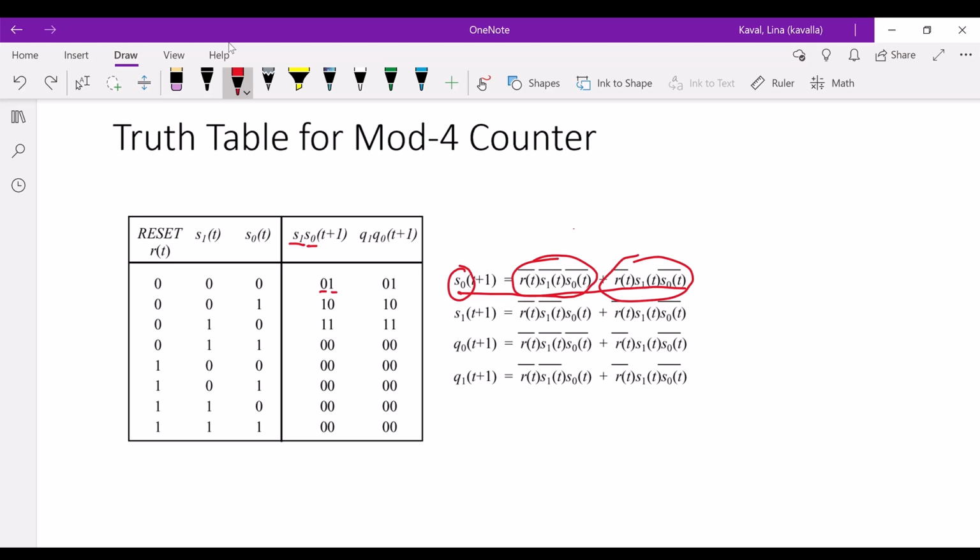So that's why here we have not RT, not S1T, and not S0T. That's how we get 1, right?